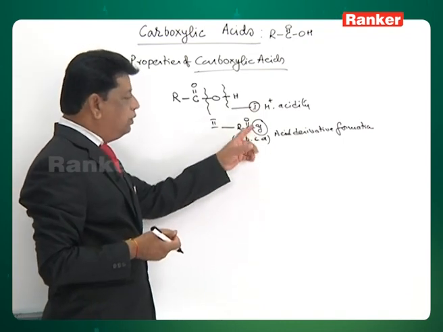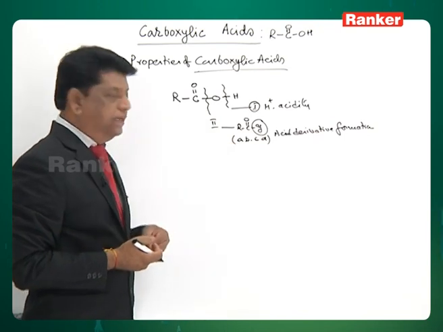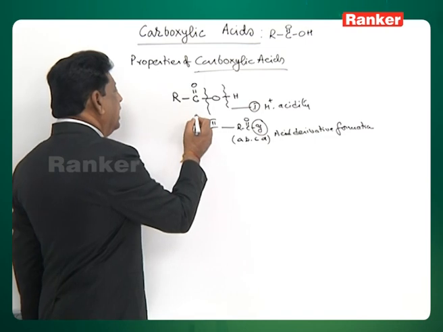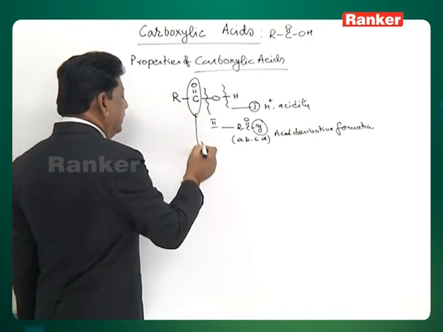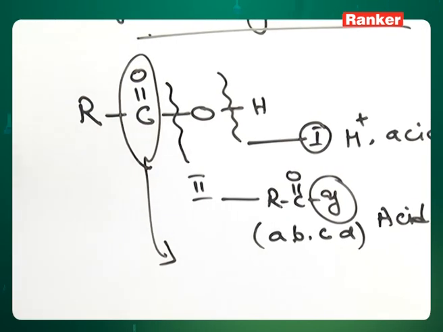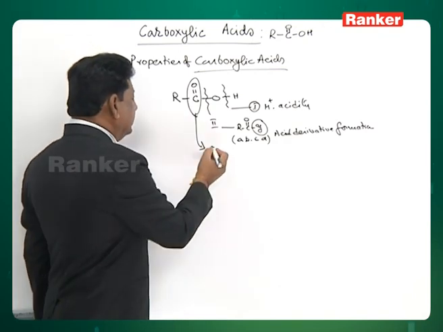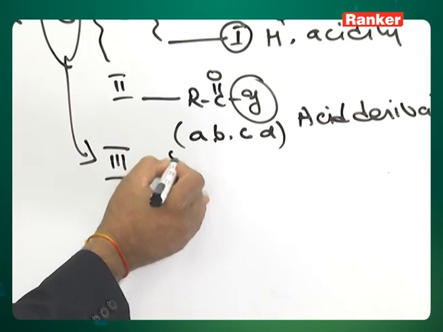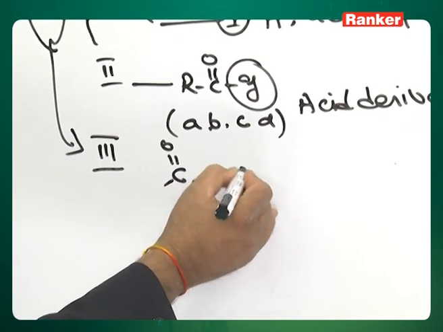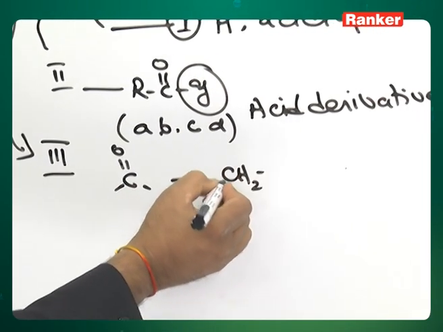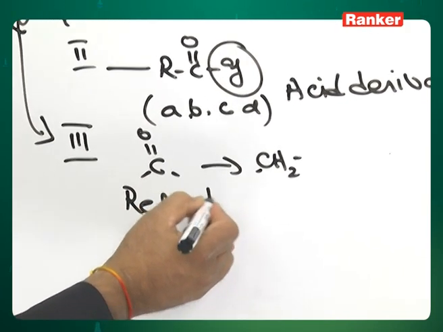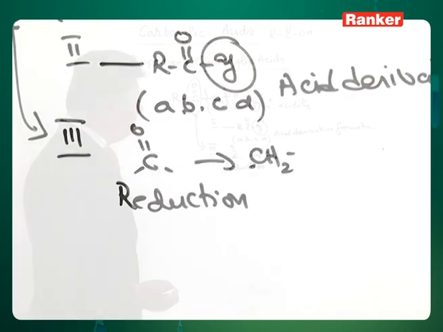So, this OH goes and a new group enters into the place of that OH, which gives the acid derivative formation. And we have another property, where only the C double bond O undergoes a reaction. That is the third type of property, in which the carbonyl group is totally converted into a CH2 group. It is a reduction reaction. So, reduction of the carbonyl group is the third property.